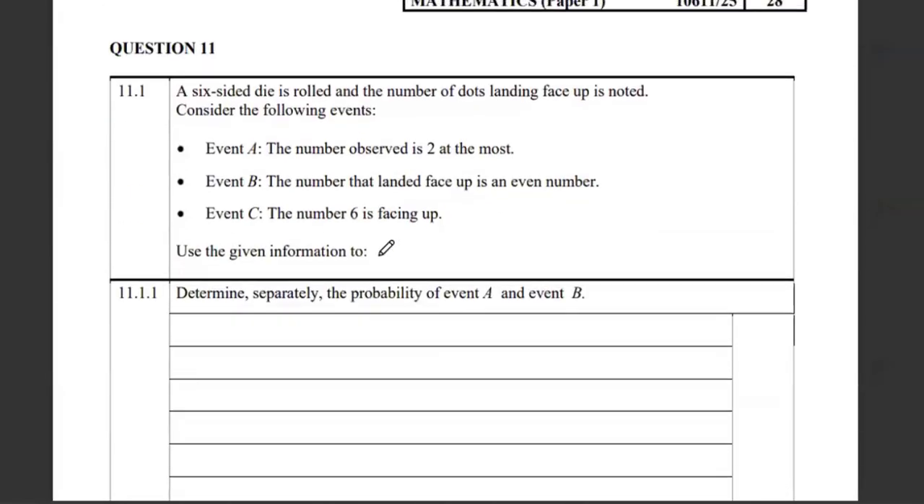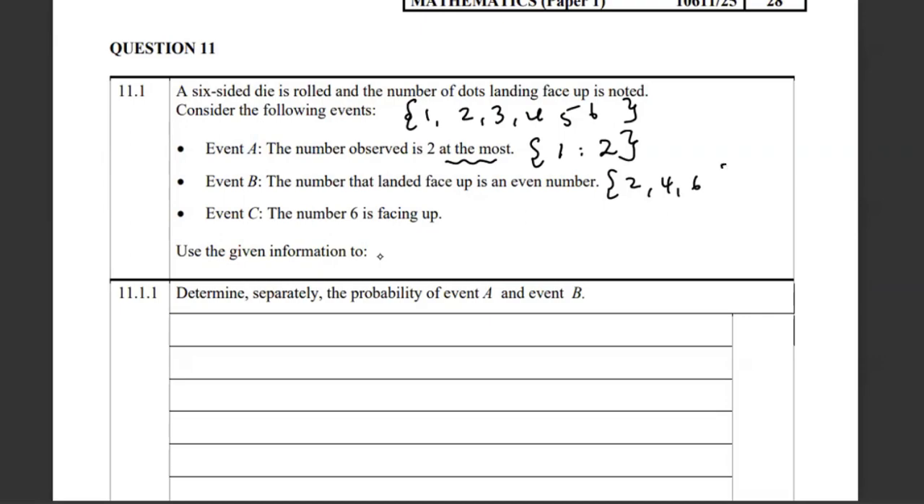All right, question 11, we have event A, a 6-sided die being rolled. Okay, so how many outcomes? 1, 2, 3, 4, 5, 6. The number observed is 2 at most, meaning maximum is 2. So meaning that we can have 1, we can have 2. The number that landed up is an even number, so it's 2, 4, 6. And then the number up is a 6. Determine separately the probability of getting A.